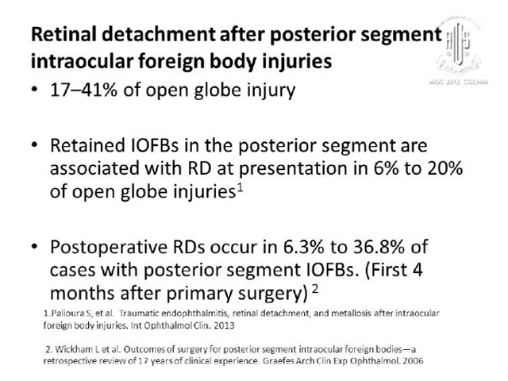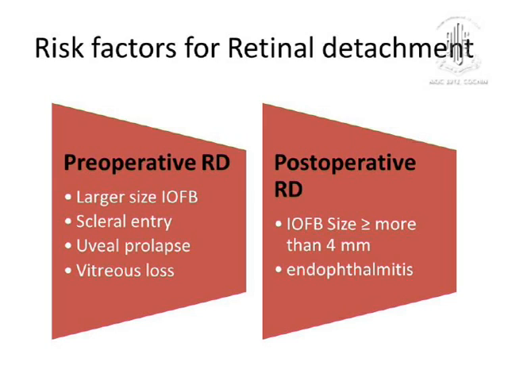Coming to a few slides on retinal intraocular foreign body, I'm not going into details of intraocular foreign body, but they constitute around 40% of open globe injury, and retinal detachment is generally seen in up to 20% of cases with intraocular foreign body. Now, the most important thing I just wanted to highlight is that even if you remove the intraocular foreign body, post-operative retinal detachment can occur in up to 36% of the patients. This generally occurs within 4 months of primary surgery.